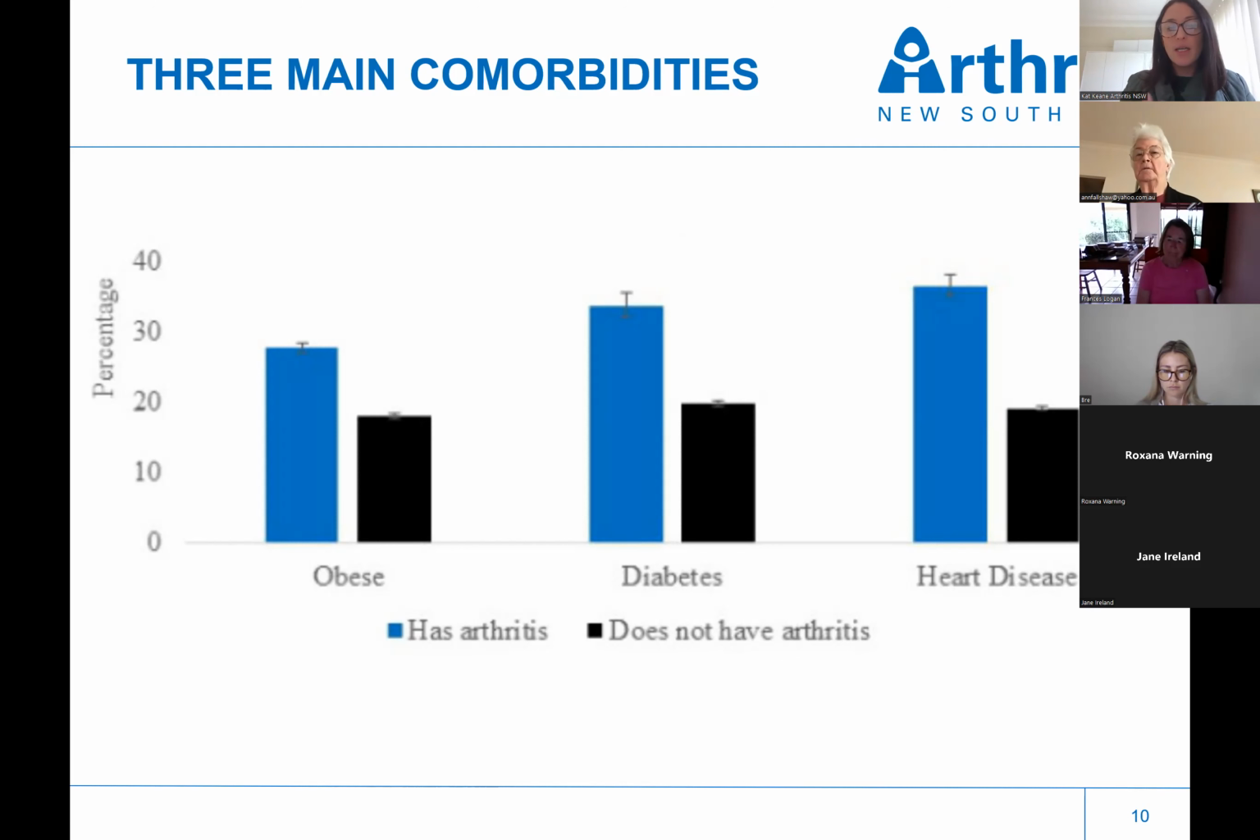So as you can see here, the graph shows the differences between those people who have arthritis, they're the blue line, and then people without arthritis, and they're the black line there. So you can see, without a doubt, among people with arthritis, there are more of those people with obesity, diabetes, or heart disease than those people who don't have arthritis.